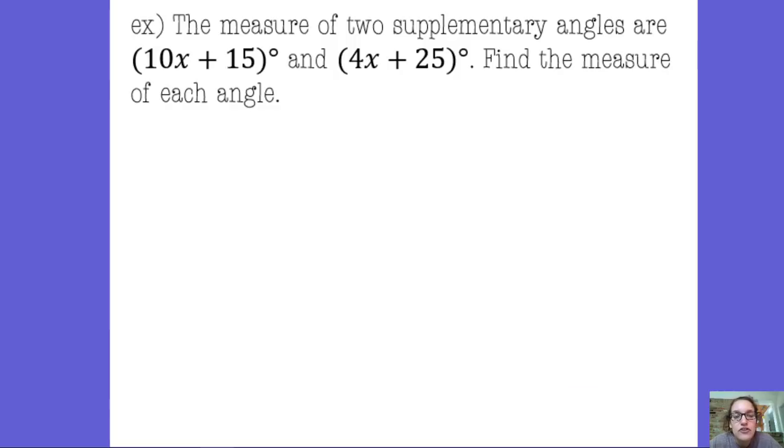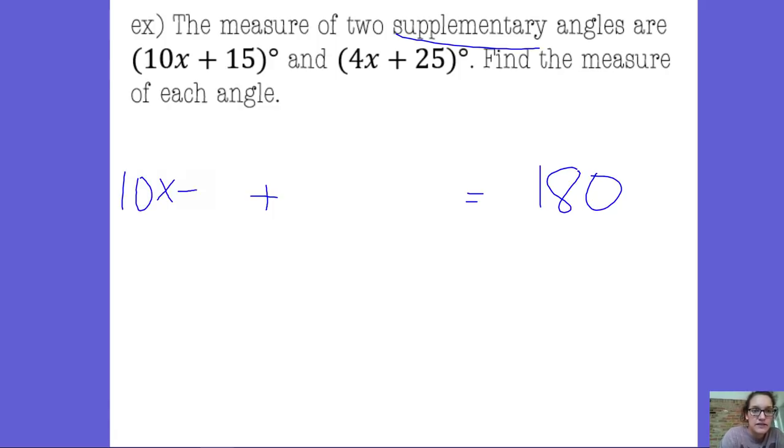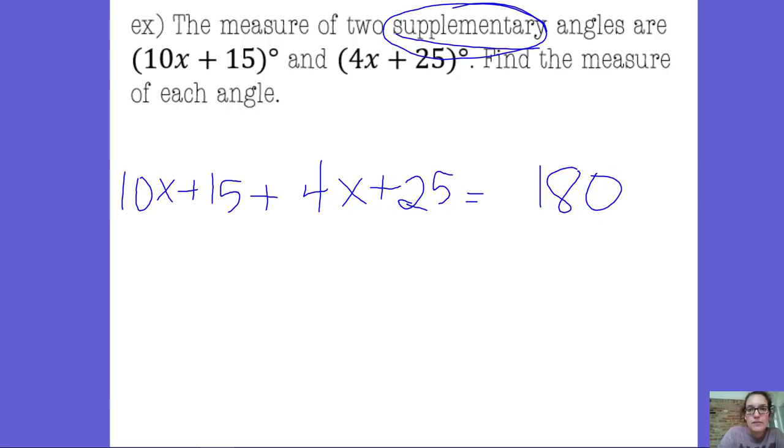Okay, first example, the measure of two supplementary angles are 10x plus 15 degrees and 4x plus 25 degrees. Find the measure of each angle. So we have two angles, and if they're supplementary, that means they add together to equal 180. And the first angle plus the second angle, their measures add up to 180 if they're supplementary. So our first angle is 10x plus 15. Our second angle is 4x plus 25. When we add those two angles together, because they're supplementary, they should add up to 180.